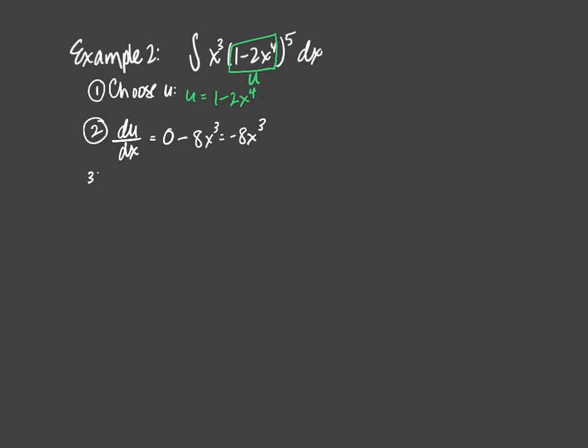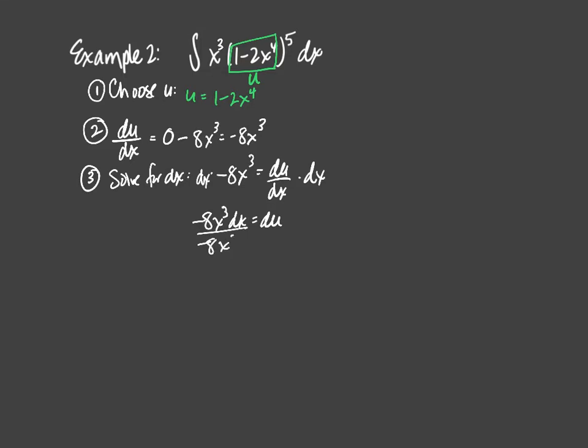Step 3 is we solve for dx. So I have negative 8x cubed is equal to du dx. So multiply both sides by dx. So I get negative 8x cubed dx is equal to du, and then divide to get the dx all by itself. So we get dx is equal to du over negative 8x cubed.